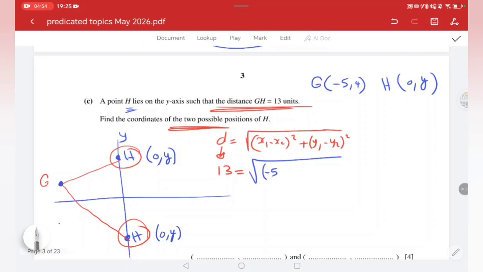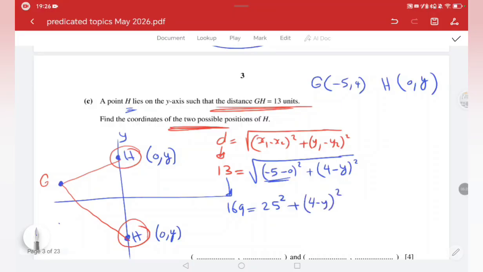X1 is negative 5 minus x2 is 0 squared plus y1 is 4 minus y2, which is y squared. You can take the square for this one as well. It will be 169. And this one is negative 5 squared is 25. Okay. And this one 4 minus y squared. Again, we made square for both sides. This here square and this one square.